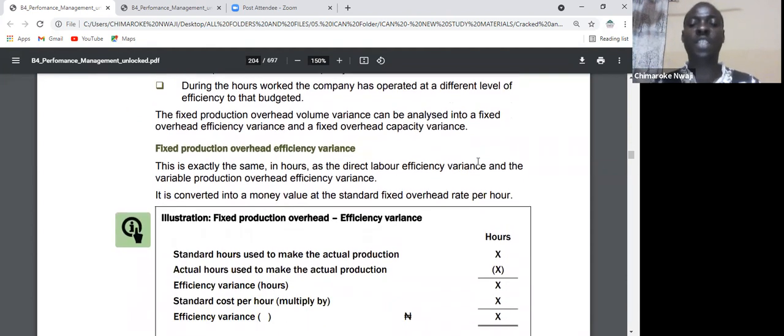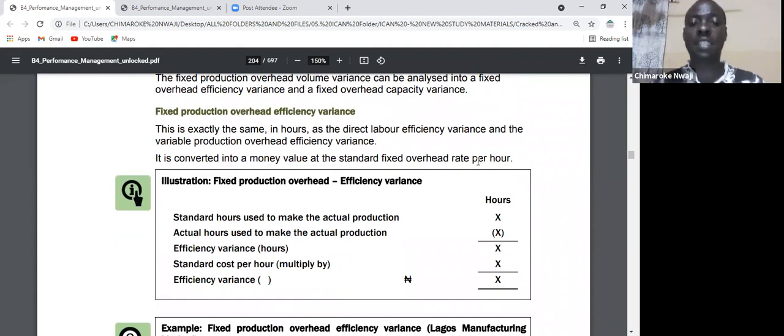Now let's look at the efficiency variance. This is exactly the same in hours as the direct labor efficiency variance. It is the same thing we did in labor variance. So we are taking a leap from our direct labor efficiency variance and putting it down here in fixed production efficiency variance. Standard hours used to make actual production, that was what we did in labor, minus actual hours used to make the actual production. The difference is the efficiency, multiplied by the standard cost for fixed production overhead. That should give you the efficiency variance.